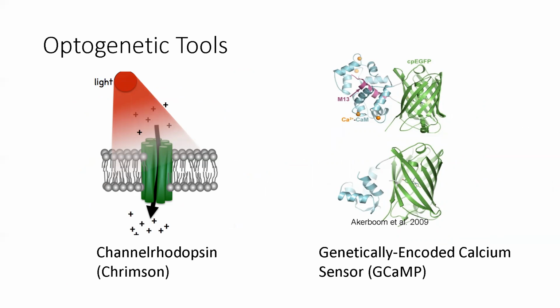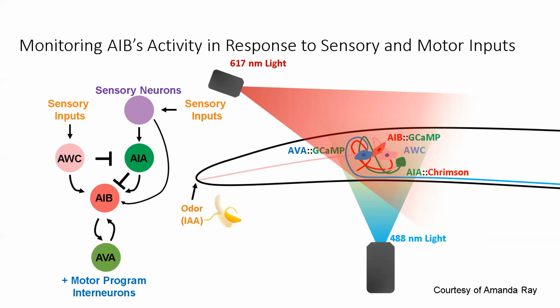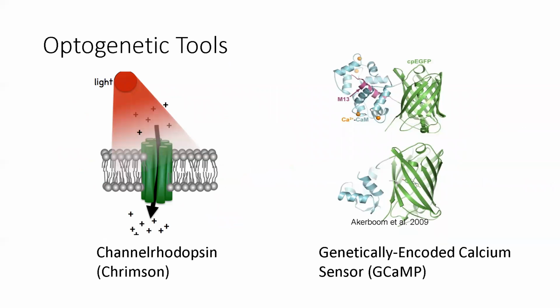Channelrhodopsin on the left, it's a light-gated ion channel. So when we stimulate with this 617 nanometer light, that appears red, it's going to open up the channel in AIA, letting positive ions in, and this will activate the neuron.